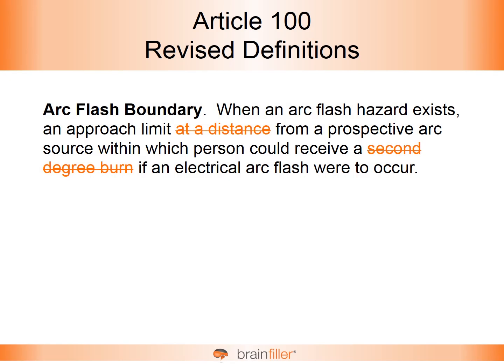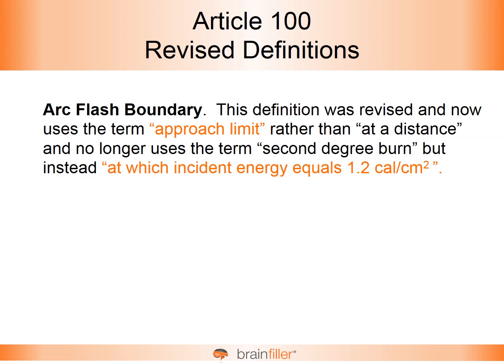The definition for the arc flash boundary was also revised. Certain language was deleted, such as "at a distance" and the reference to second-degree burn. The language now uses the term "approach limit" rather than "at a distance," and it no longer references the second-degree burn, but instead it uses the language "at which incident energy equals 1.2 calories per square centimeter."